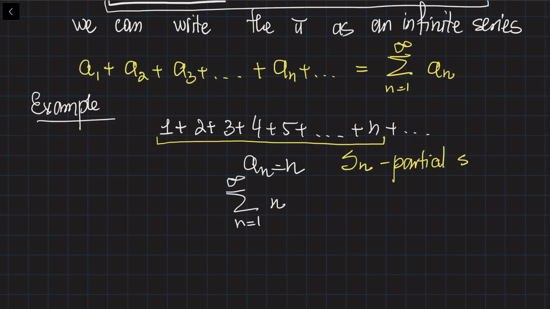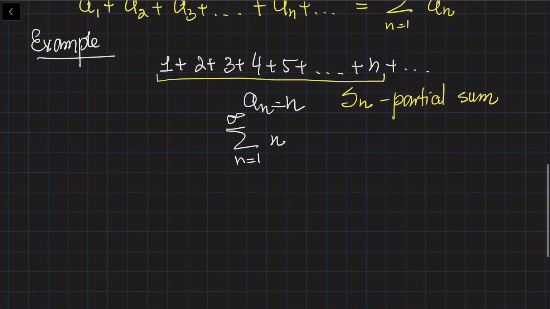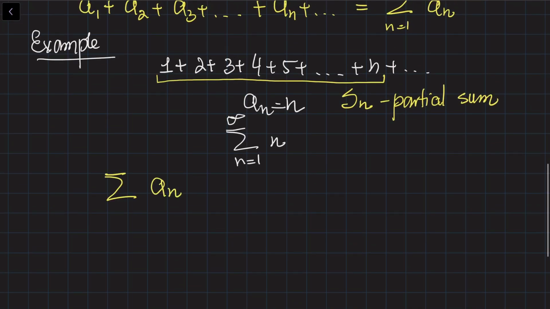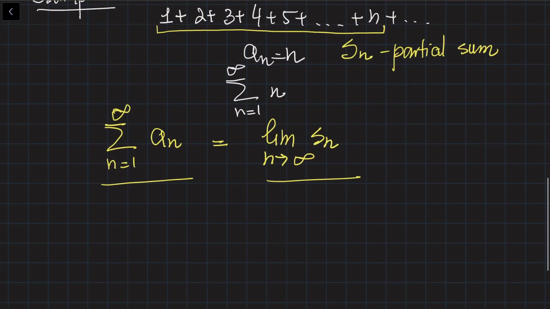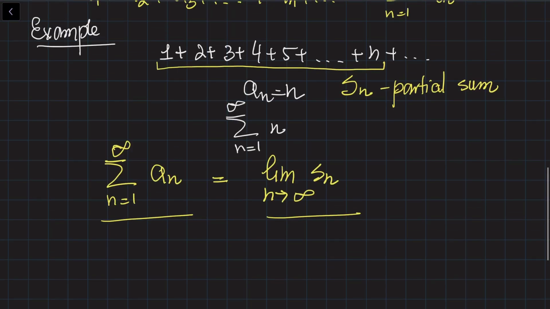Partial sum. And the infinite series, which is going to be the sum of the terms on top, infinitely many terms, is going to be the limit of the partial sum when n goes to infinity. So these two concepts are equivalent. Basically, finding the sum of infinitely many terms means finding the limit of the partial sum when n goes to infinity. So we know how to find the partial sum for this series, right?